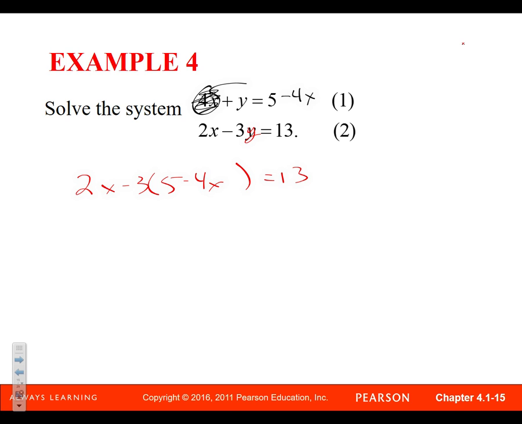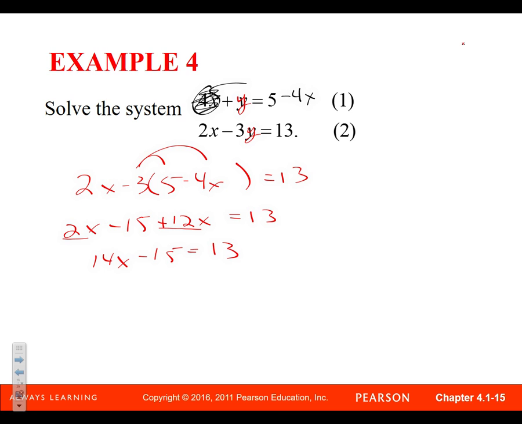Once you get x equals something, plug into what? Yeah, that top equation. See how it says y equals? You made it already, so just plug that number in there. Anybody want me to just finish this? So 2x minus 15, plus 12x is 13. 14x minus 15 is 13.